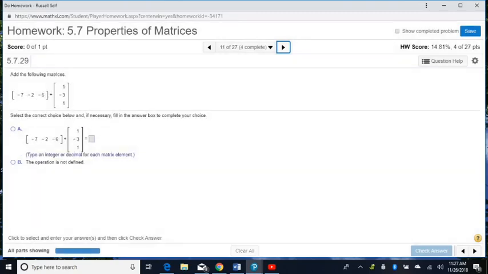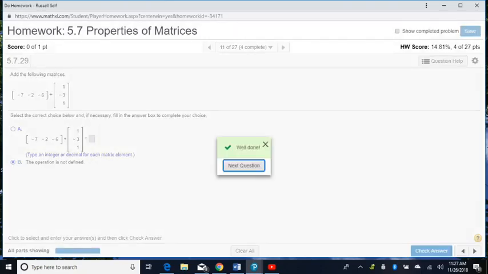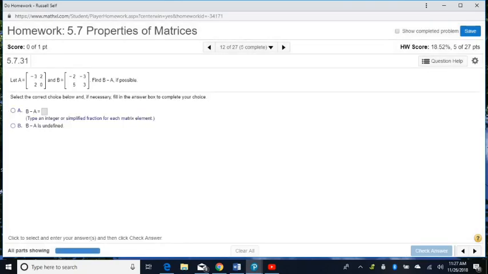All right, you're going to add these following matrices. This is a 1 by 3. This is a 3 by 1. So, well, we can't do that. Right? They're being very nice to you, although 27 questions, there's a lot of stuff.